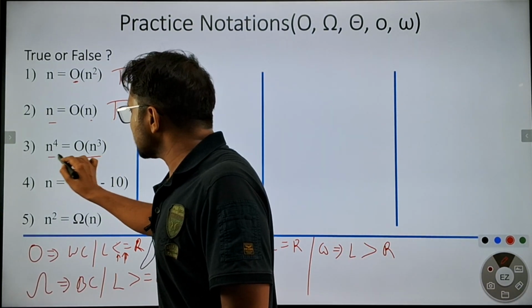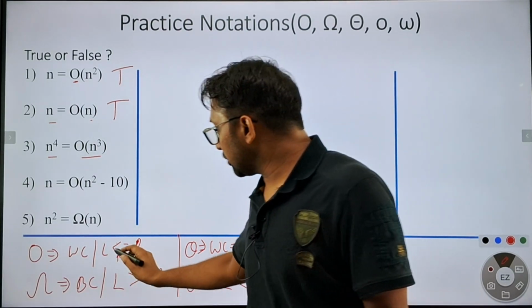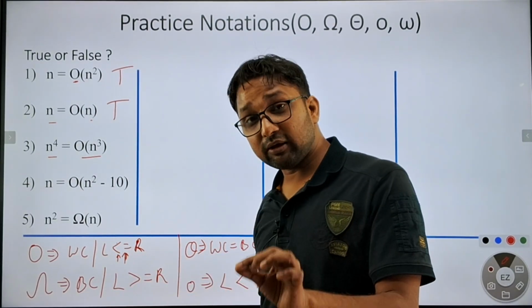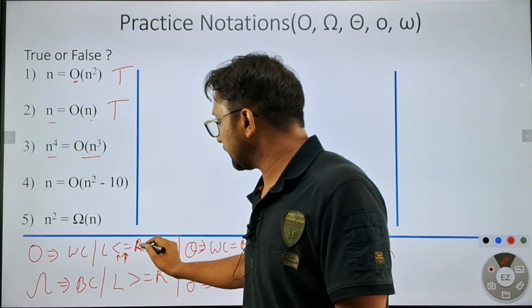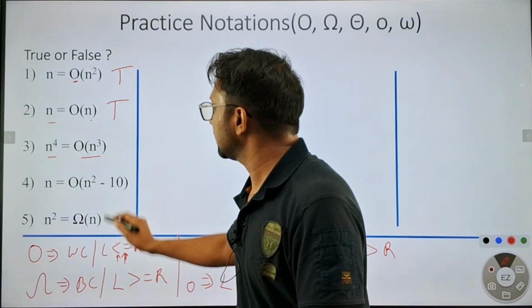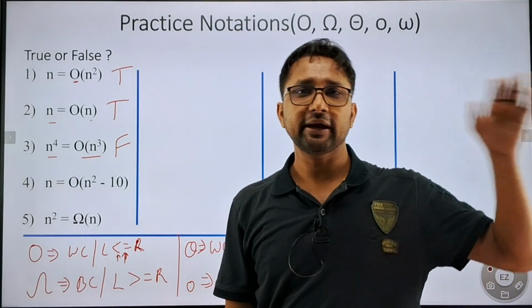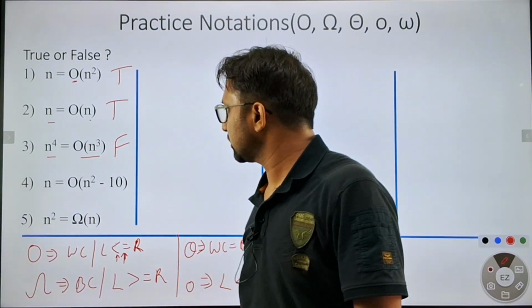Here left hand side is greater than right hand side. This is not possible in big O. In big O, left hand side either will be less or equal to right hand side. So right hand side will always be greater or equal to left hand side. So this statement is false. Left hand side cannot be greater than the right hand side in big O notation.